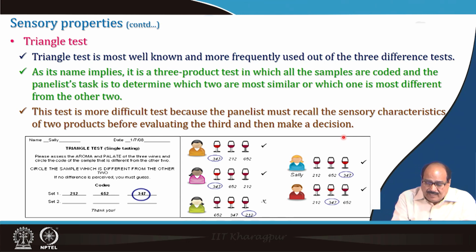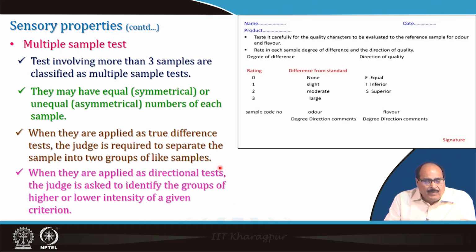For example, there are three samples here: 212, 347, 212 and 652. So, they are asked to encircle the sample which is different from the other two, and this data is then analyzed statistically. Then the multiple sample test: here the test involves more than 3 samples. They may have equal or unequal numbers of each sample.